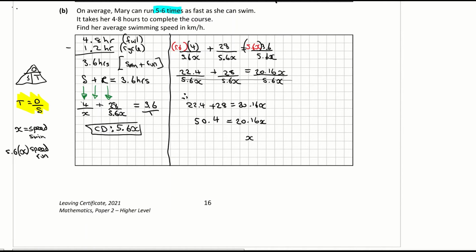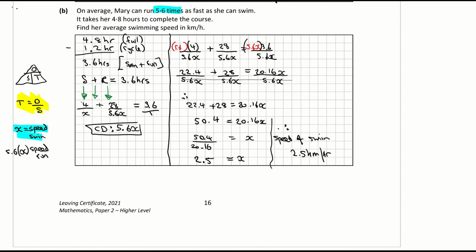To solve for x on its own, I divide both sides by 20.16, which gives me a value of x as 2.5. If you come over to the left-hand side here, I assigned x as the speed for the swim. So my final answer is that the speed of the swim is 2.5 kilometers per hour, and that's what the question wanted. If we go back up, it says find the average speed of the swim. So 2.5 kilometers per hour.